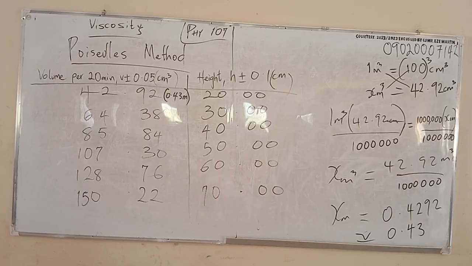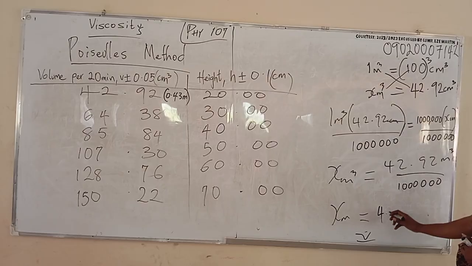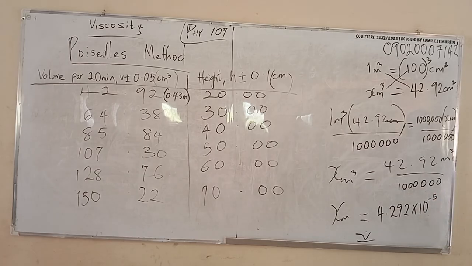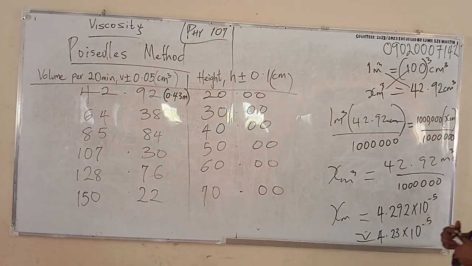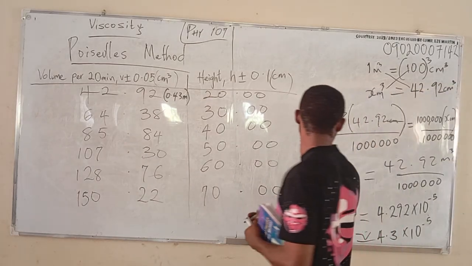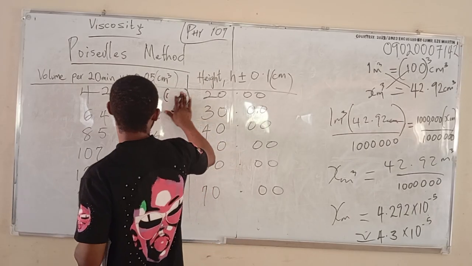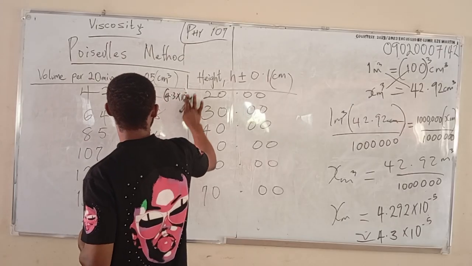So punch it in. 4.29 times 10 power minus 5. That is approximately 4.30. So it's going to be 4.3 times 10 raised to the power minus 5.